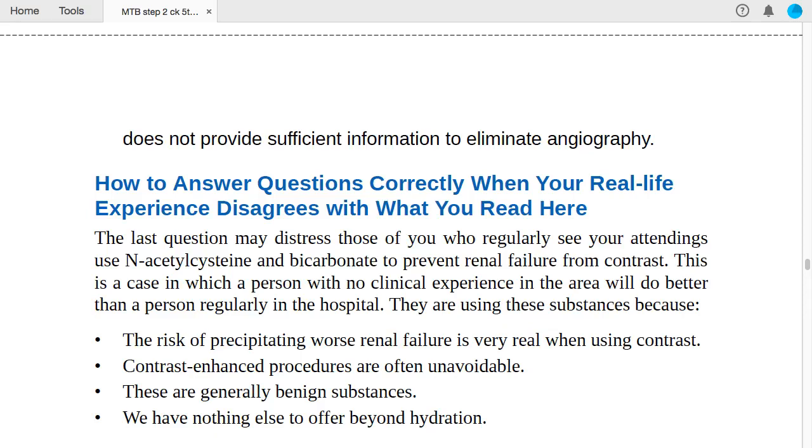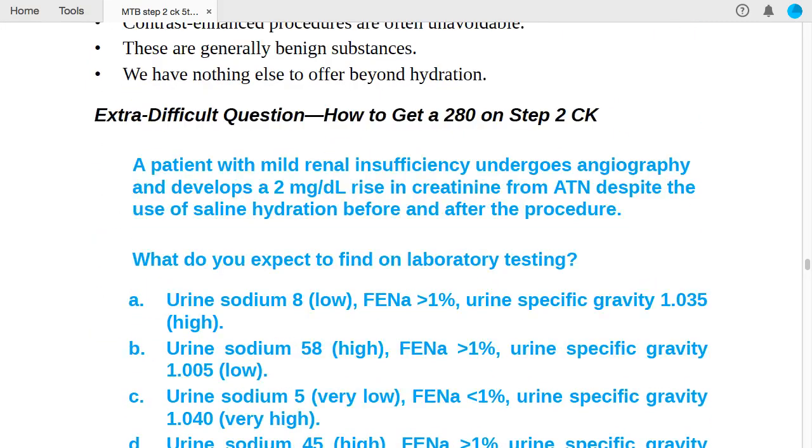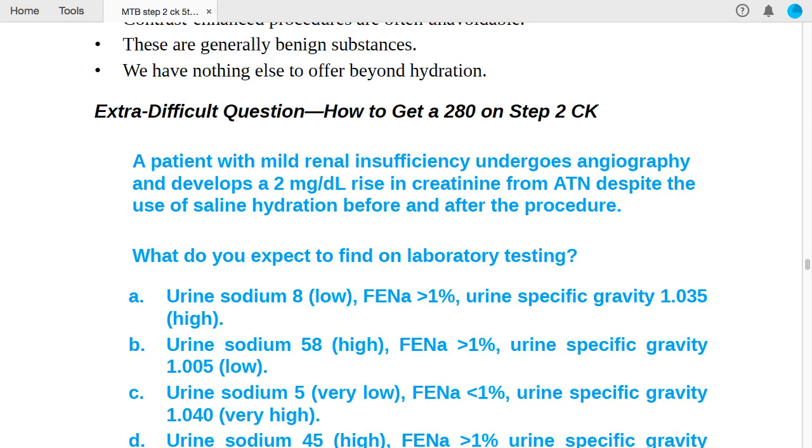So that is hydration. Now, a patient with mild renal insufficiency undergoes angiography and develops a 2 mg per deciliter rise in creatinine from ATN despite the use of saline hydration before and after the procedure. See, this patient has already received saline hydration. Despite receiving hydration, his or her creatinine rises by 2 mg from ATN. So what do you expect to find on laboratory testing? What will be the lab result in this patient if, despite using IV fluid, the patient still has a rise in creatinine?